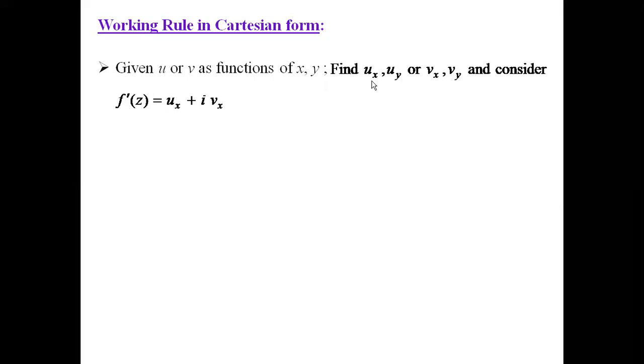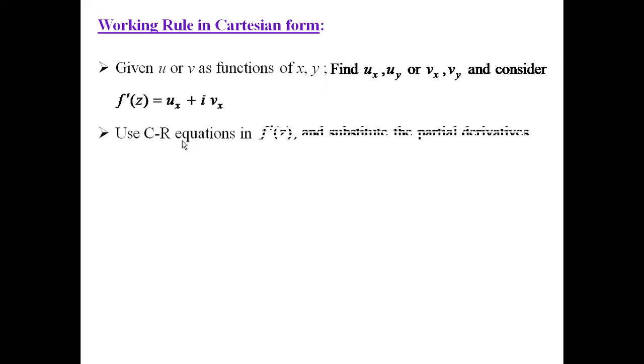find out the partial derivatives ux or uy. Suppose u is given, we can find out ux or uy. And suppose v is given, we can find out vx, vy. And we consider the expression for f dash of z, which is ux plus i into vx. We use CR equations in f dash of z and substitute the partial derivatives.